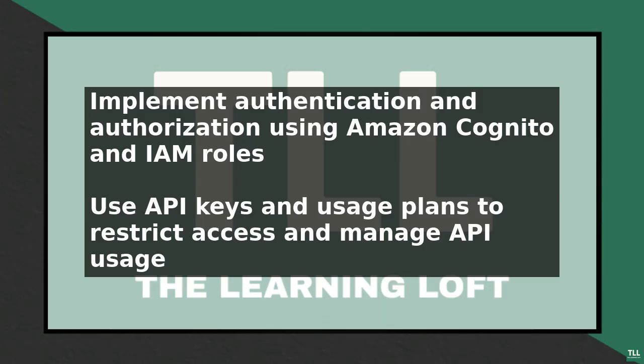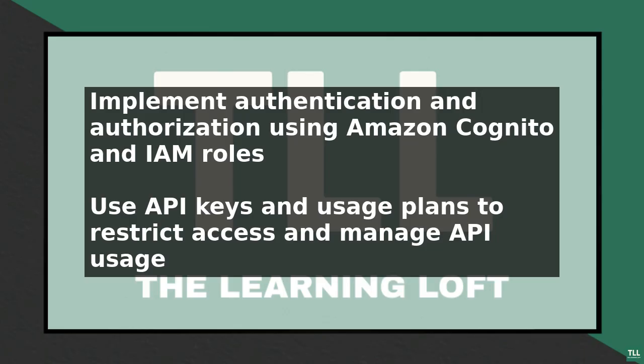Step 6. Implement error handling and logging. Implement error handling and logging mechanisms to handle errors and exceptions in your API. Use Amazon CloudWatch logs to log errors and exceptions, and Amazon SNS to notify developers of errors and exceptions.